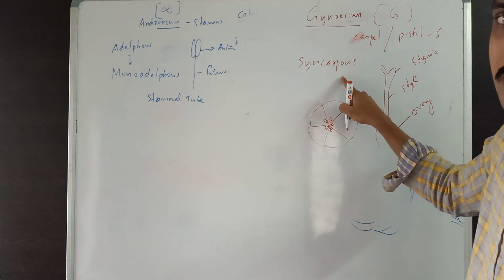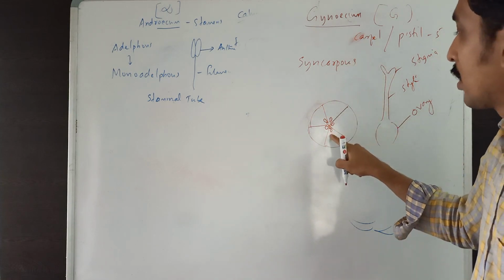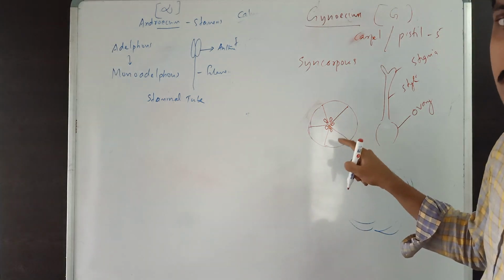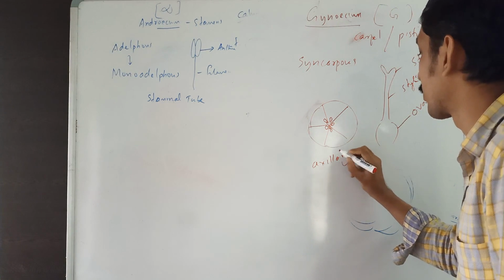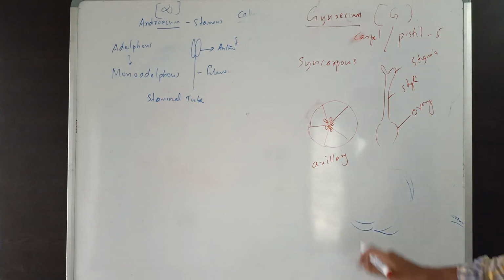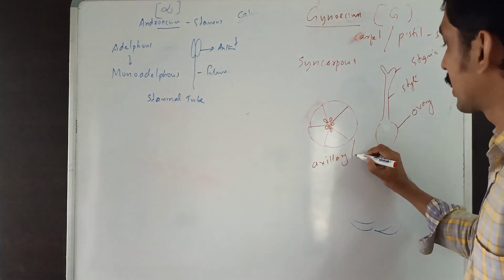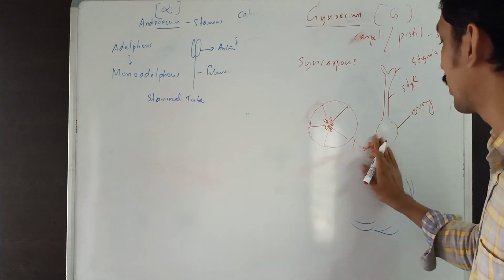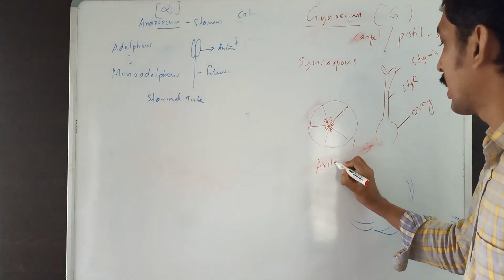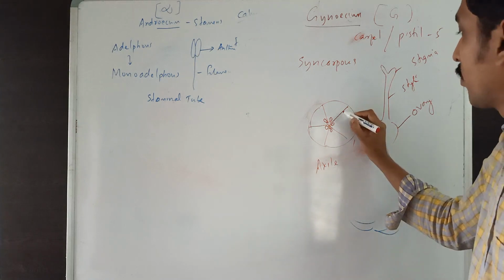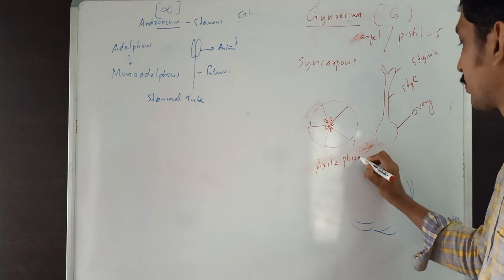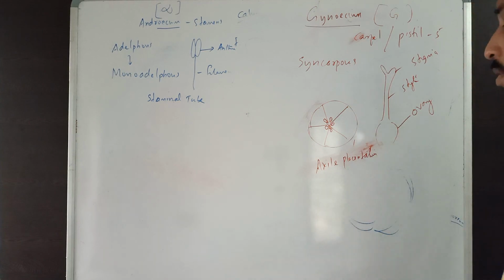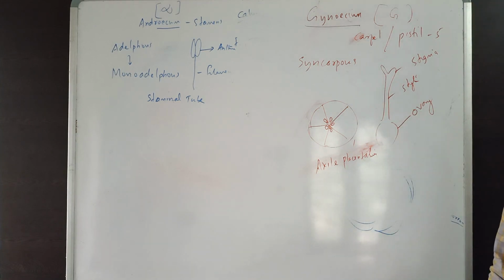They are syncarpous, and the arrangement of ovules within an ovary, that is placentation, is axillary placentation or axial placentation, or we can say axile placentation. Ovules are arranged at the central axis of an ovary, and we can see a cross wall, that is septum. That is why it is called axial placentation. So that is the main feature of this family. So this is about the gynoecium.